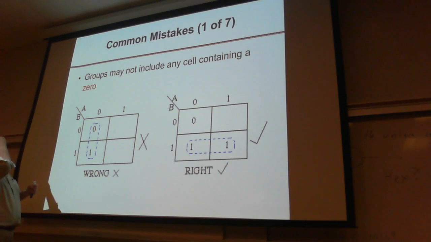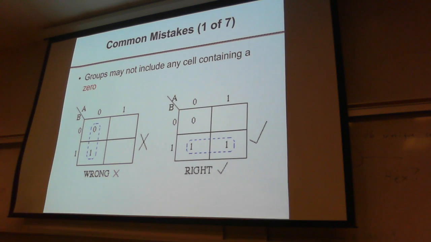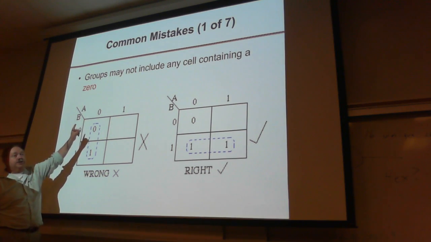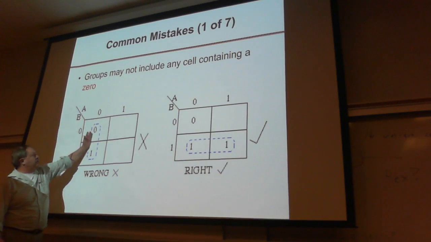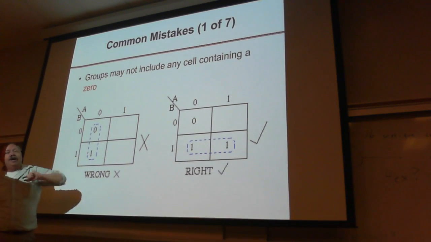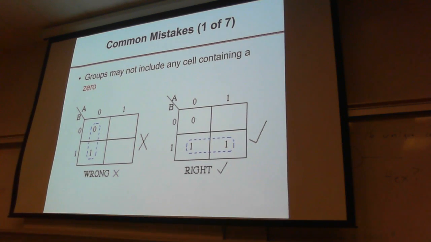All right, so first off, groups may not include any cell containing a 0. We're only after the 1s and the don't cares, which is the x's, right? You don't have to have all the x's, but it's really important to say our groupings are only those ones. So this would not be a pair. That would be a pair. Clear?